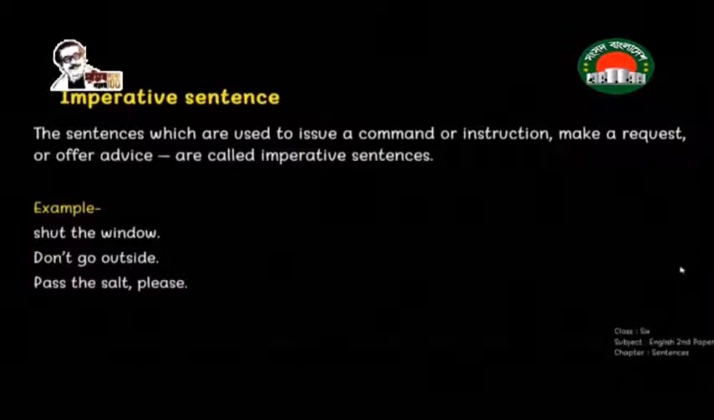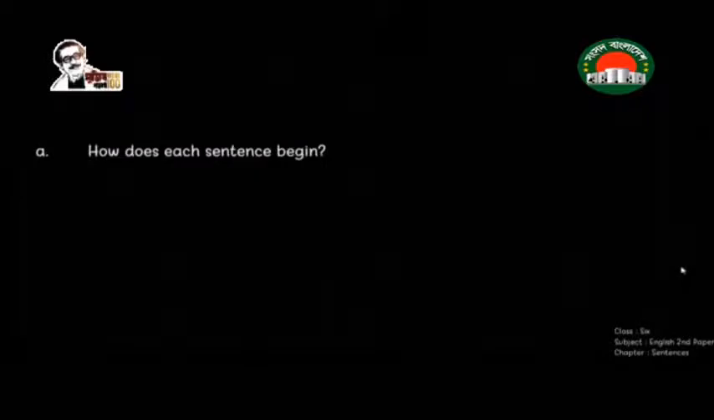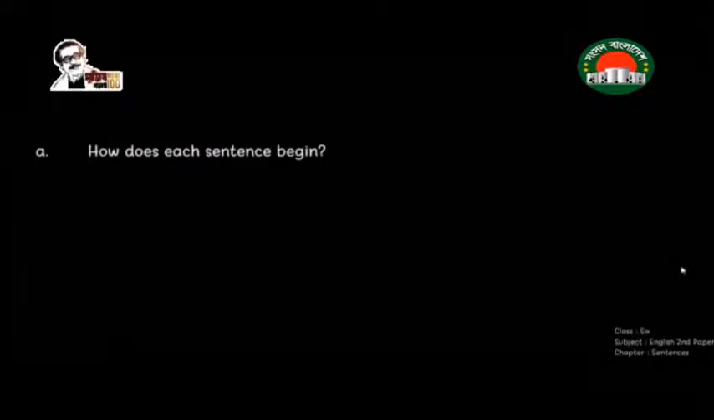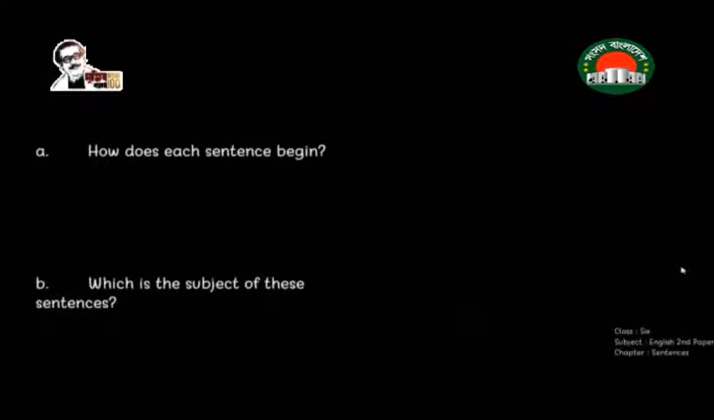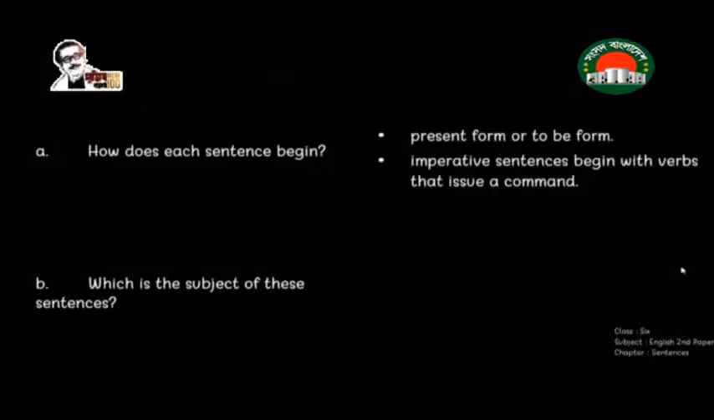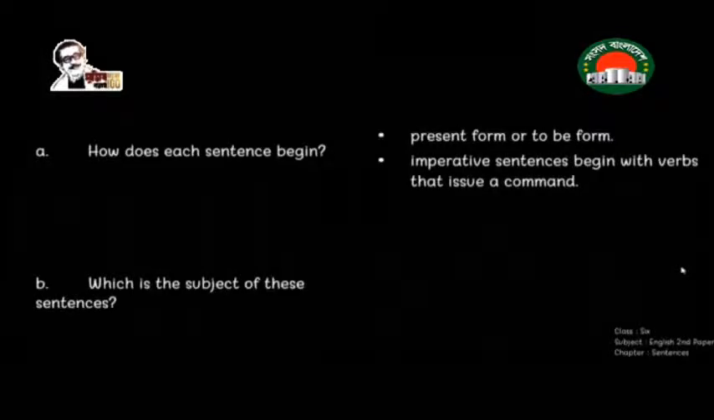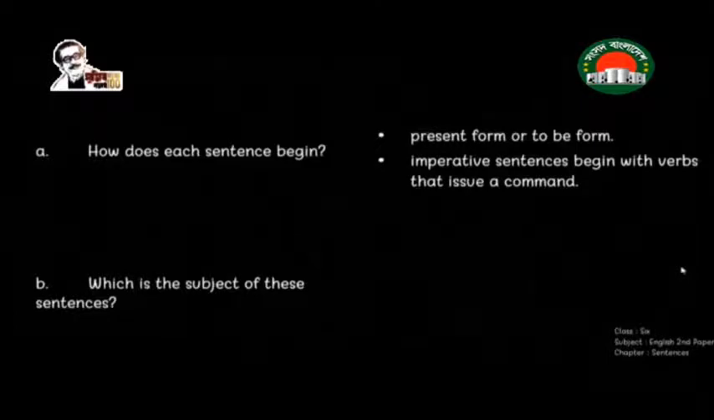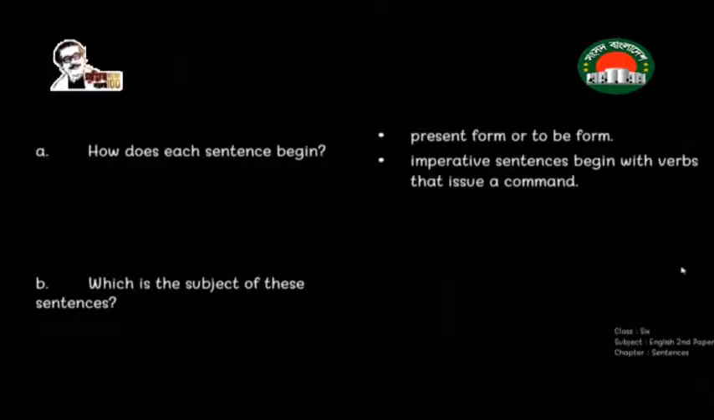Now, notice the examples carefully and try to answer these 2 questions. Number A, how does each sentence begin? And question B, which is the subject of the sentences? I'm sure you have the answers. Yes, each sentence begins with a verb. Have you noticed in which form the verb is present in the sentence? You're right again. It's the present form or the to be form. Imperative sentences begin with verbs that issue a command.